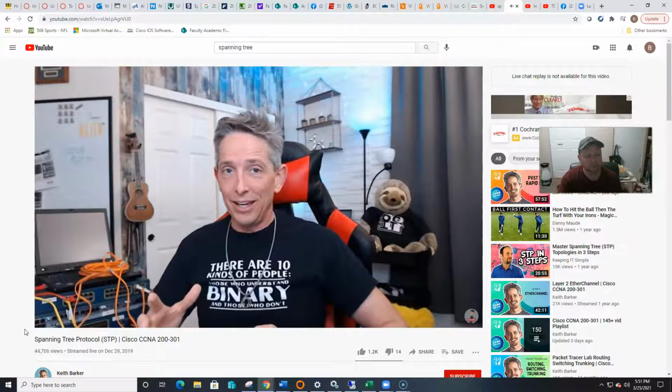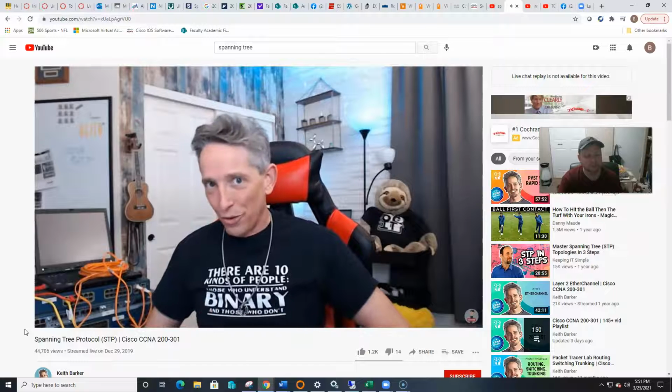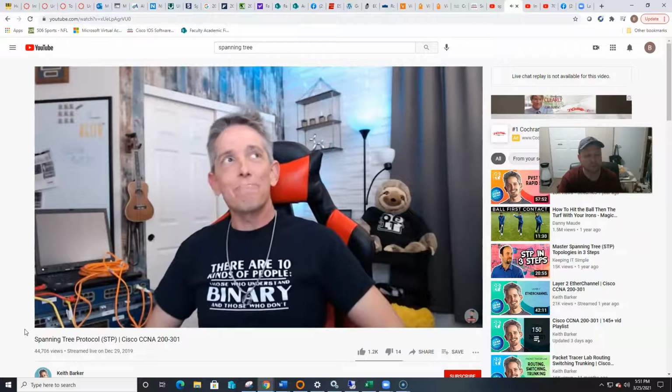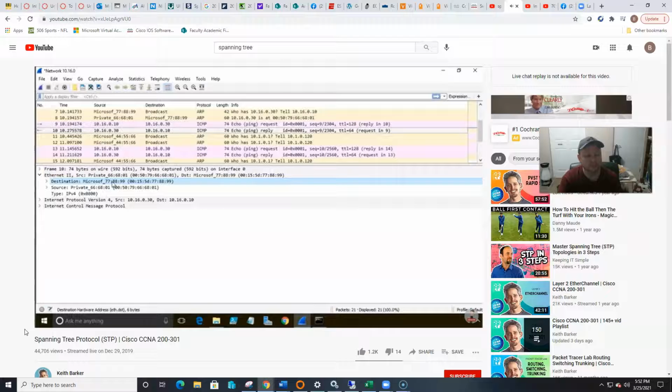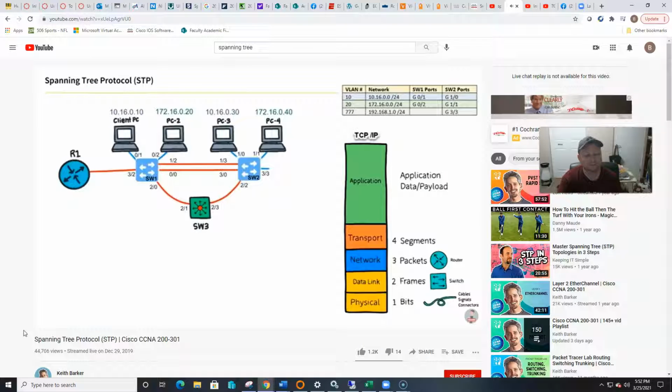Identifying parallel paths and then specifying that we're not going to forward on certain paths. So that's what it does. Spanning tree identifies parallel paths in our network, and then it automatically, not disables the ports, but stops the forwarding of traffic on those ports.